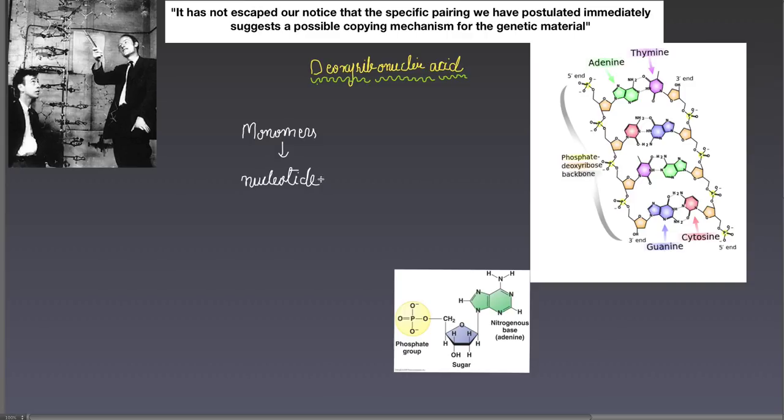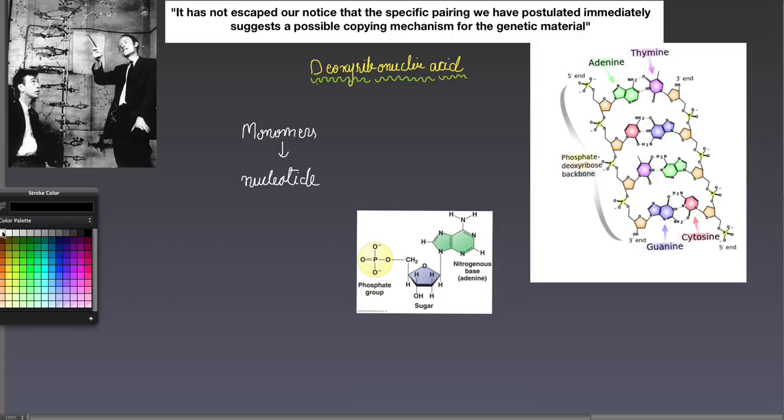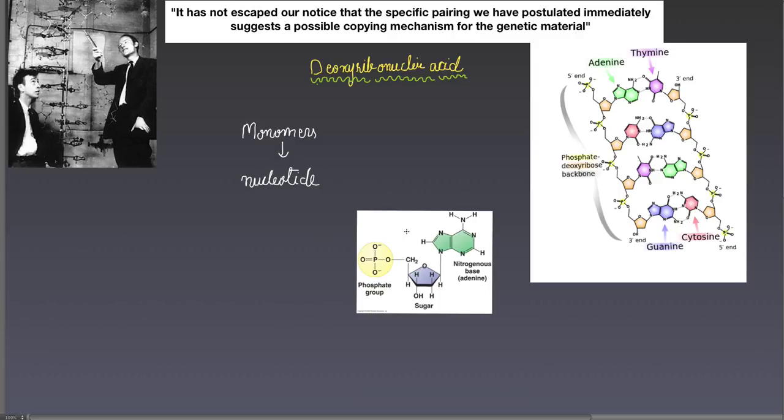If you observe a molecule of a nucleotide, which I have a picture of right here, a nucleotide is basically made up of three basic parts. The first part is the phosphate group, right here.